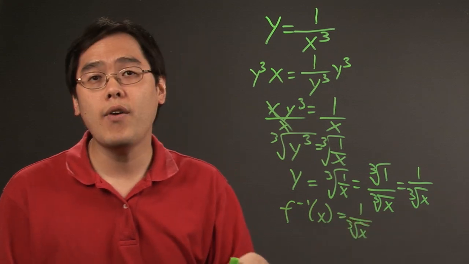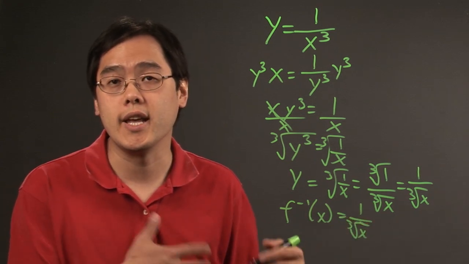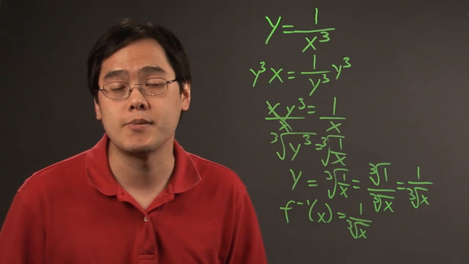So finding the inverses of rational functions is just like finding the inverse of any function. Just follow the steps and you'll be fine.